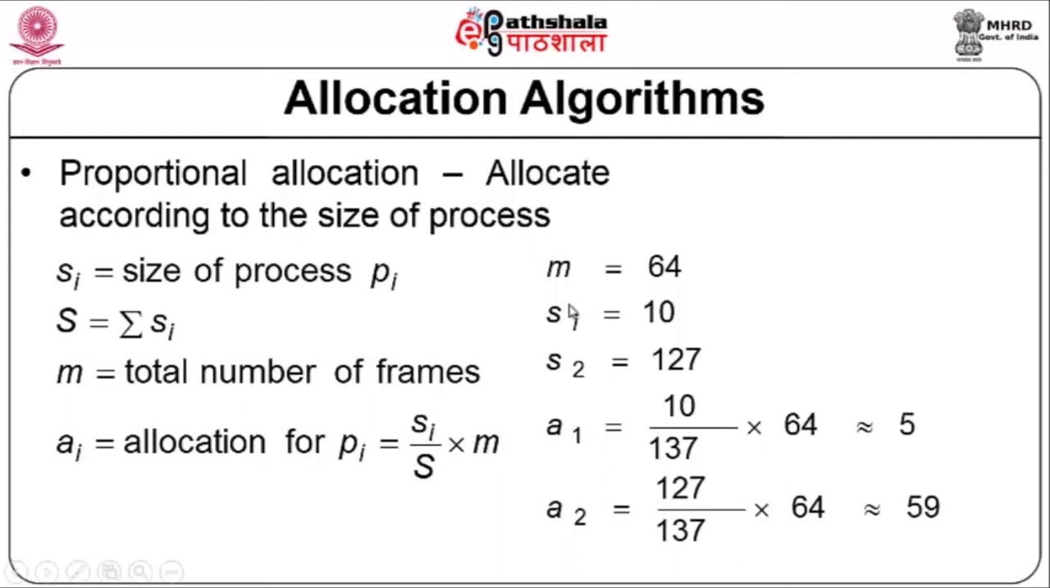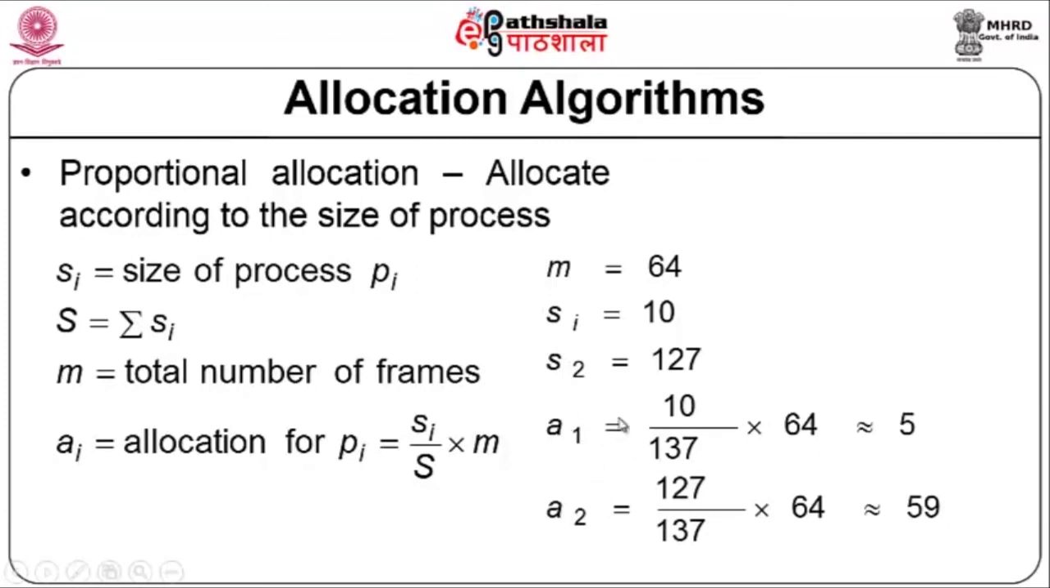example, that will be easier to understand. If you have M as the total number of frames, say 64 is the total number of frames available. You have process P1 whose size is say 10, process P2 whose size is say 127, and hence you can see that the sizes of both the processes are different. S1 has got a smaller size and S2 has got a bigger size, and hence you can allocate fewer frames for the first process and more frames for the second process.